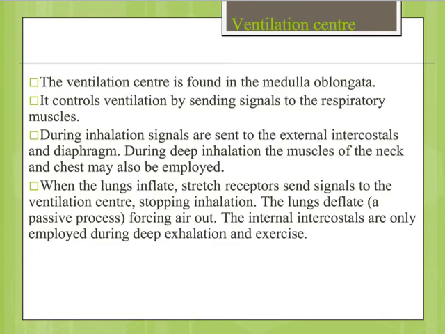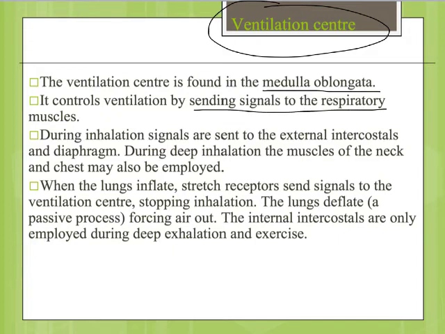Okay, so how's breathing controlled? Well, what you've got is something called the ventilation centre. Now it's found in the medulla oblongata. I'll show you where that is shortly in your brain, and it controls ventilation again by sending signals to the respiratory muscles. So you've got your diaphragm, your intercostals, and also your neck and your chest.